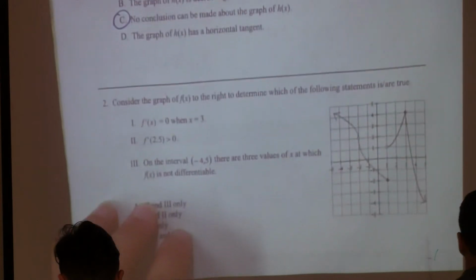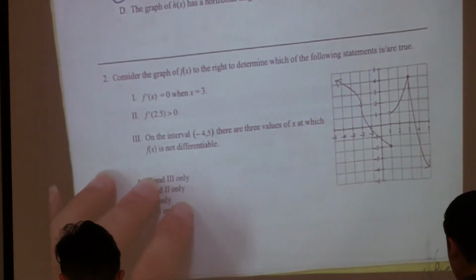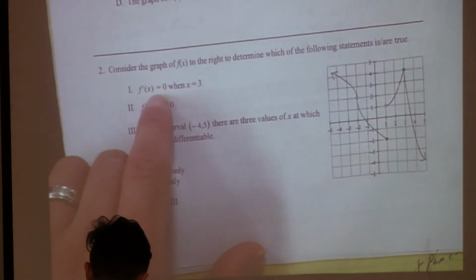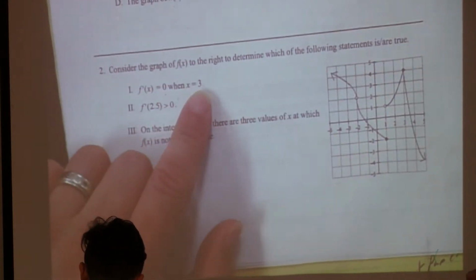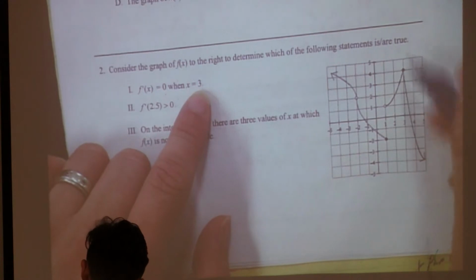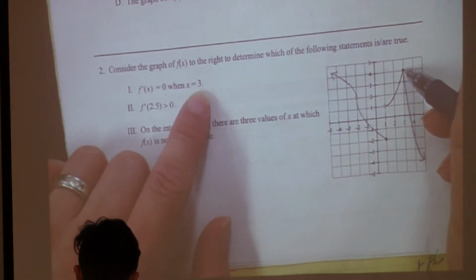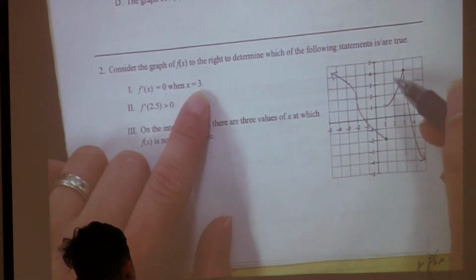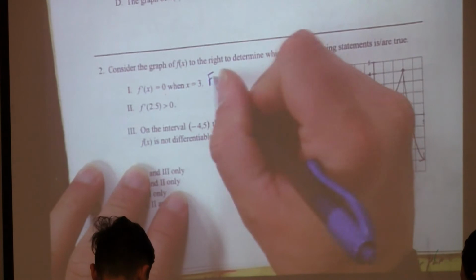Okay? Number 2, consider the graph f of x to the right to determine which of the statements are true. Right? So is the derivative equal to 0 when x equals 3? So when I go to 3, do I have a slope of 0 there? What do I have here? A cusp. So is it even differentiable there? No, so this is false.